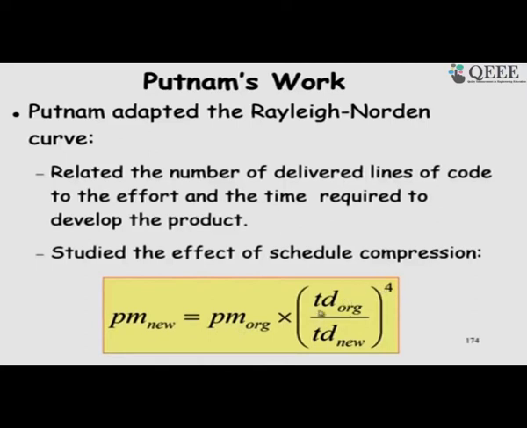So, let us say the new development time is half the original development time, then it becomes 2 to the power 4, this factor, which is 16. So, if we originally estimated 100 man months, then now we will need 1600 man months just to reduce the development time, but we are developing the same software.